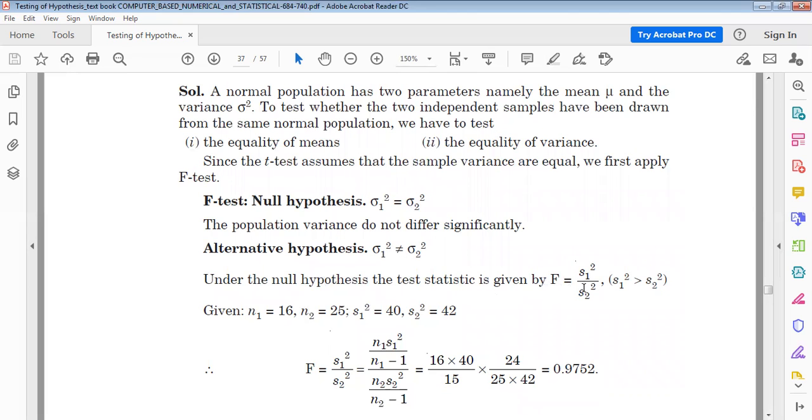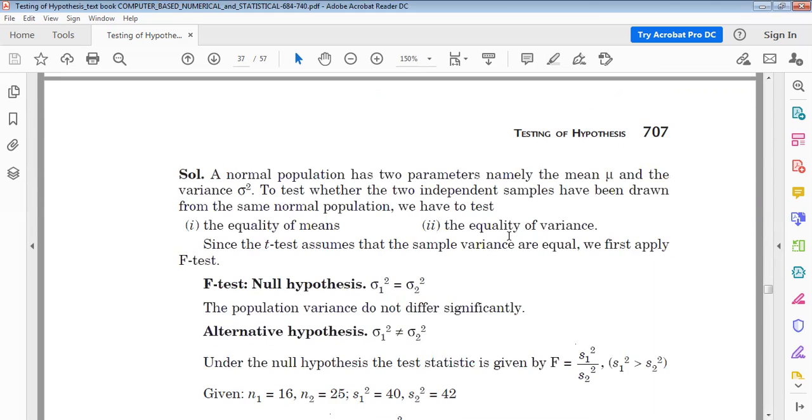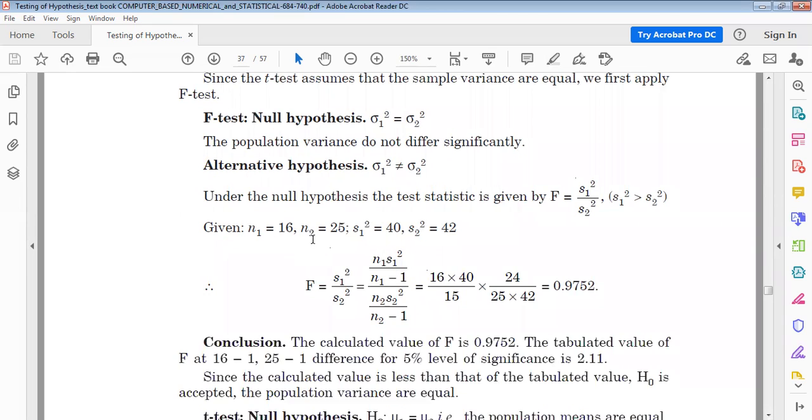Under the null hypothesis, the test statistic will be S1 square divided by S2 square, because S1 square is the first variance and S2 square is the second variance. Now N1 is given, N2 is given, S1 square is given, S2 square is given. So capital F will be what? The value of S1 square divided by S2 square equals N1 divided by N1 minus 1, N2 divided by N2 minus 1. This comes from the capital F test formula.